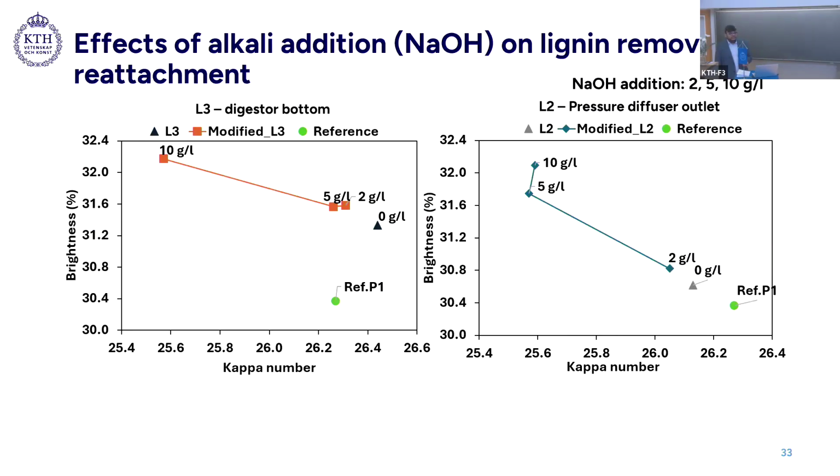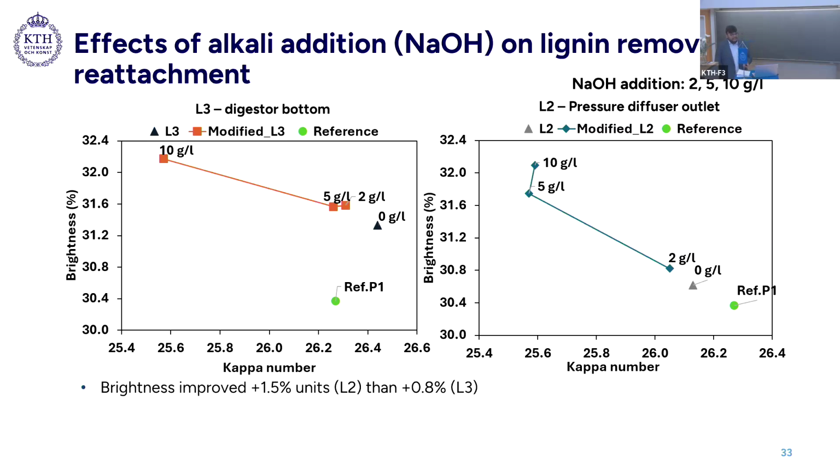Looking into the effects of alkali addition on lignin removal and reattachment, 2 liquors were selected, which were L3, from the digester bottom with the higher lignin content, and L2, from the pressure diffuser outlet. And they were modified with the addition of sodium hydroxide at concentrations of 2, 5, and 10 gram per liter.